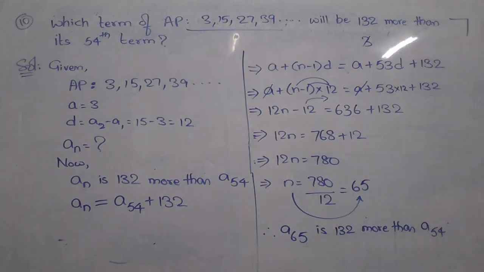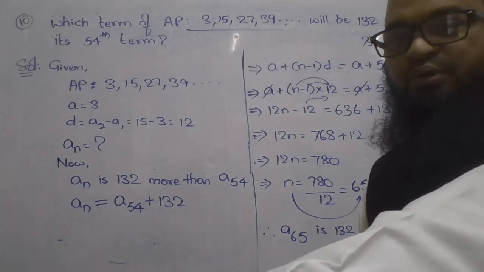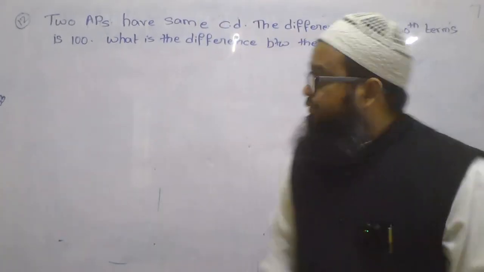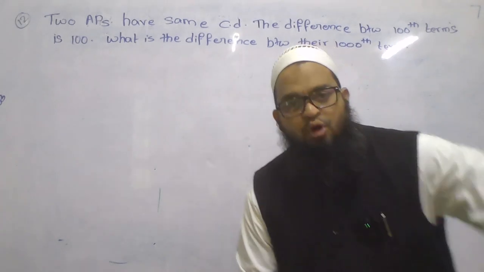See, if you have written the given data, no need to panic. Just you have forgotten. I have forgotten to substitute 12 over here, right? So I hope you understood this. Yes, beta. The 12th problem, two APs have the same common difference.